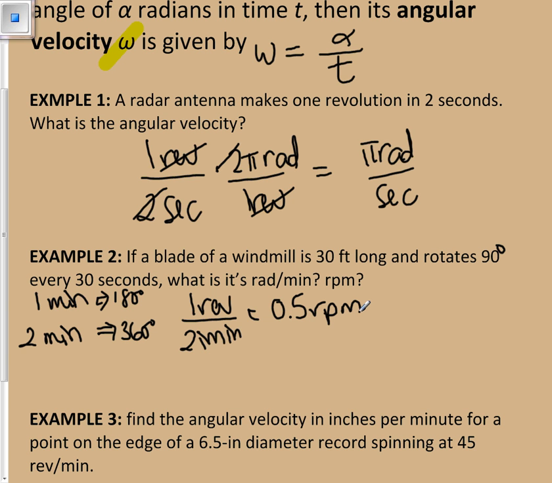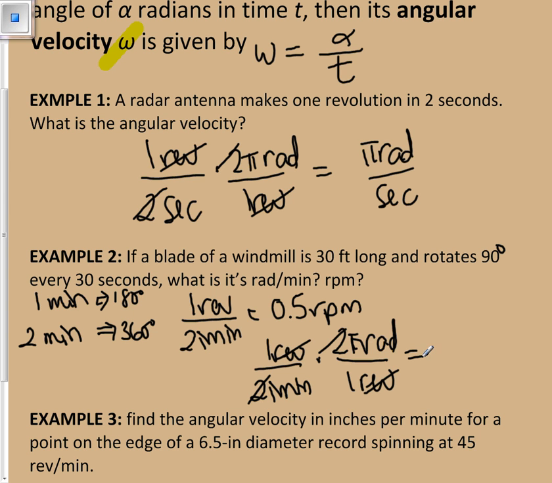If I want to know what my radians per minute is, I take my 1 revolution for every 2 minutes, and I use my unity conversion, and I want to get rid of revolutions again, so I have 2 pi radians, 1 revolution. Revolutions cancel out, my 2's cancel out, and I am left with pi radians, just like before, but in this example it is pi radians per minute instead of pi radians per second.